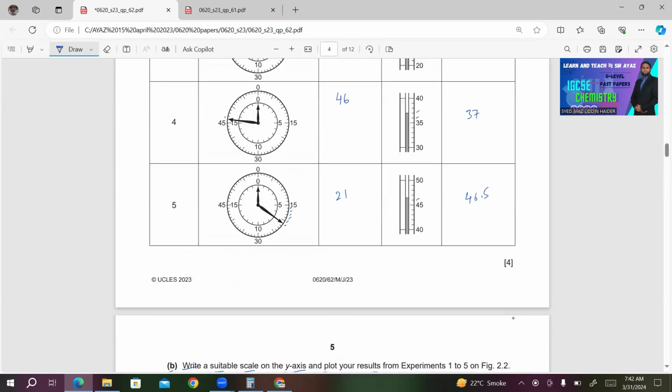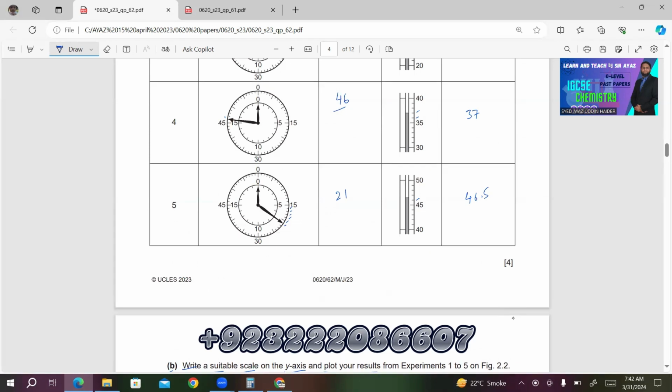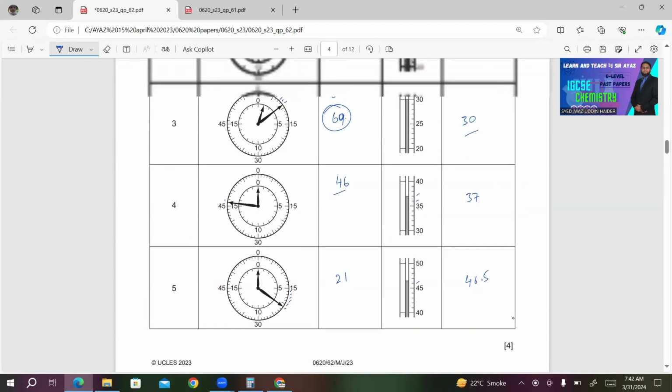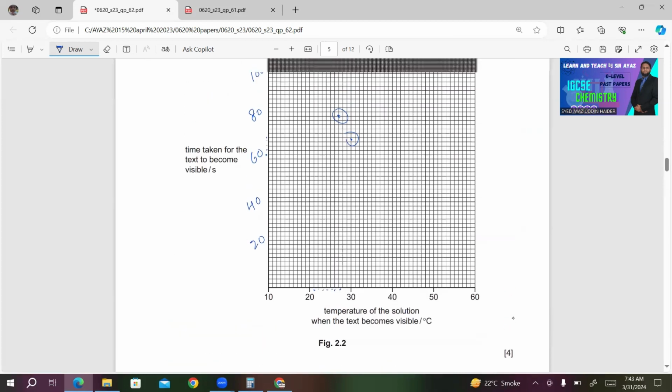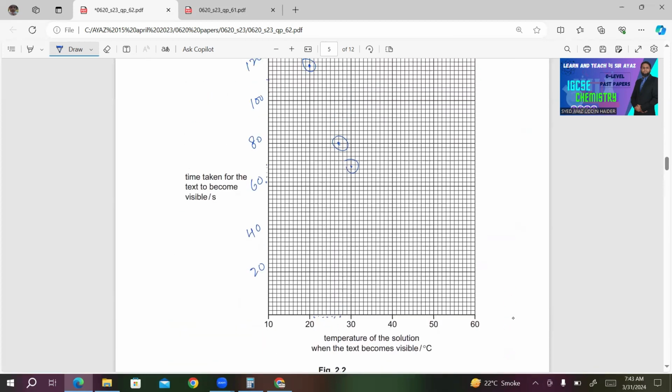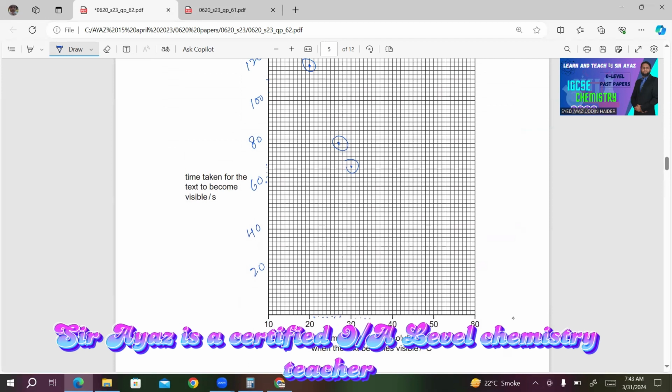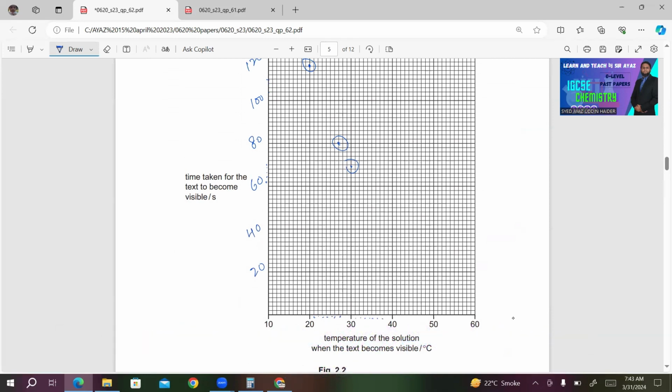Number 4, 46 for 37. 37. 1, 2, 3, 4, 5, 6, 7. 46. 42, 44, 46.